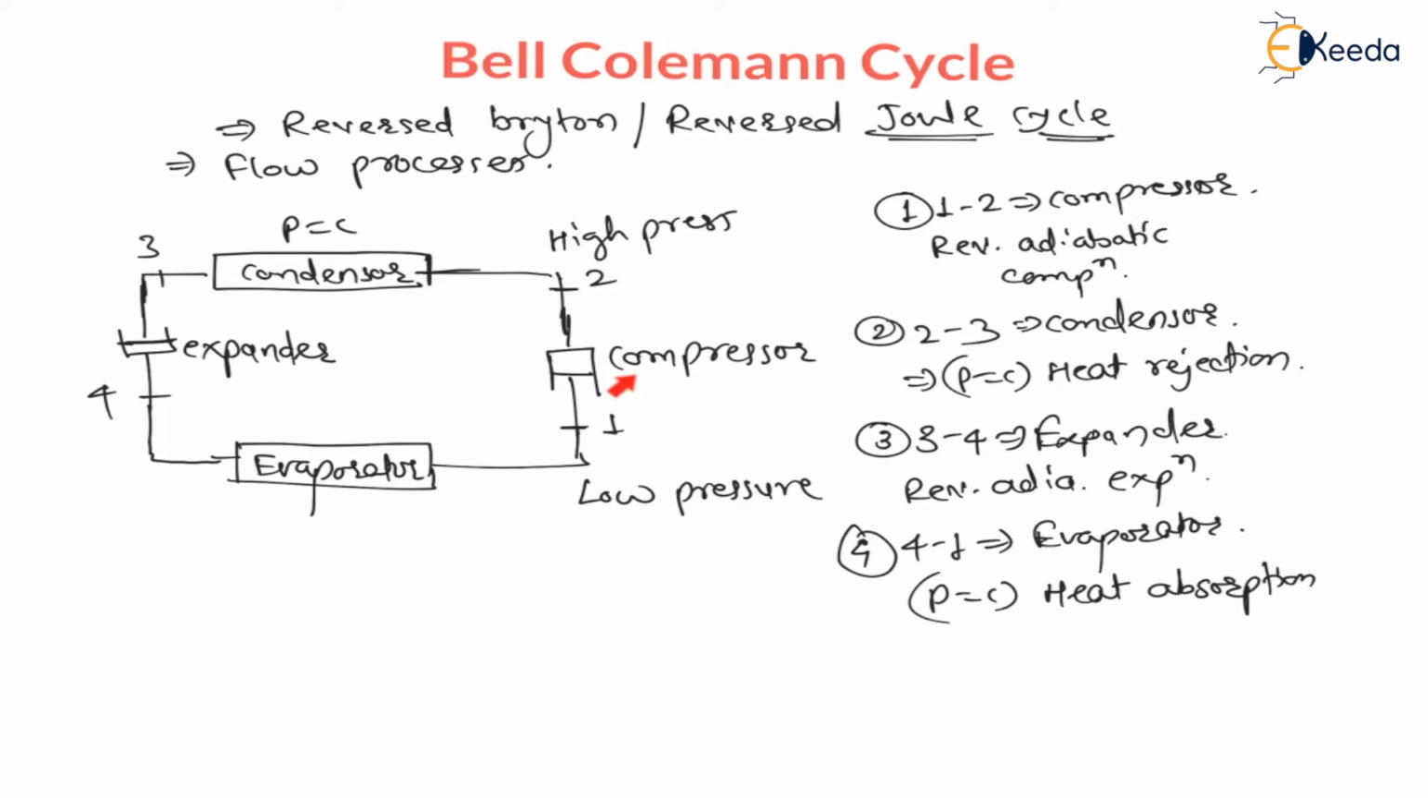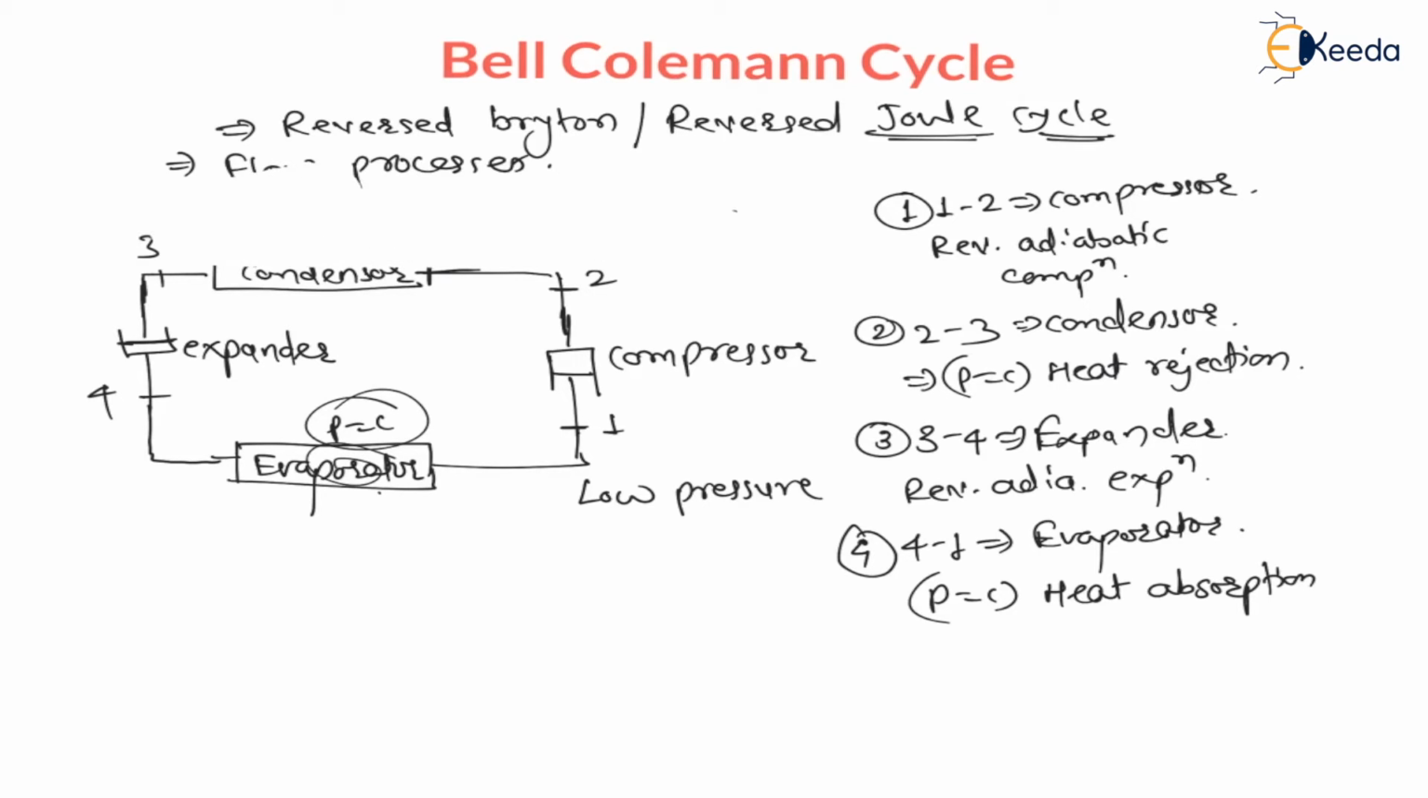Now my dear students, this compressor is connected between the low pressure side and the high pressure side, meaning the compressor will convert a gas from low pressure to high pressure, and the expander connects the high pressure side with the low pressure side. That is, in expansion the pressure decreases from high pressure to low pressure. The condenser is at the higher pressure side and the evaporator is at the lower pressure side, which is constant.